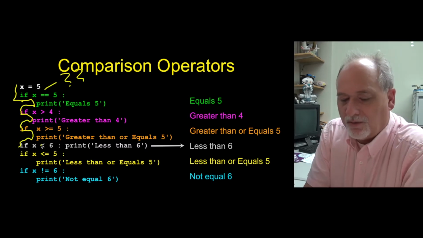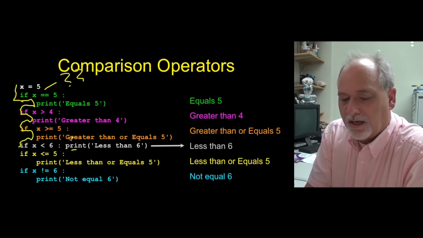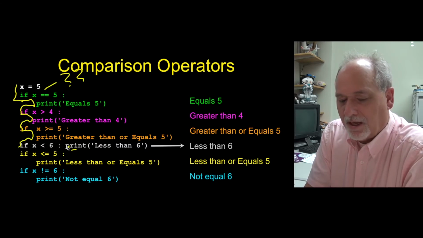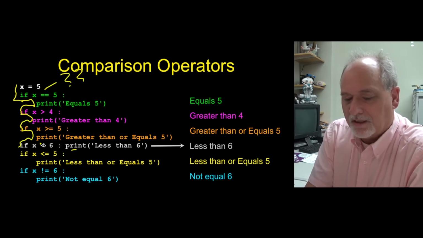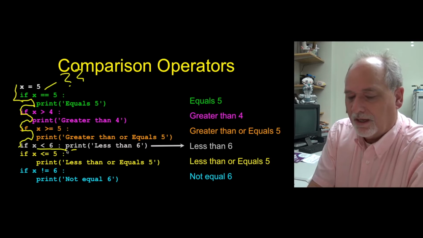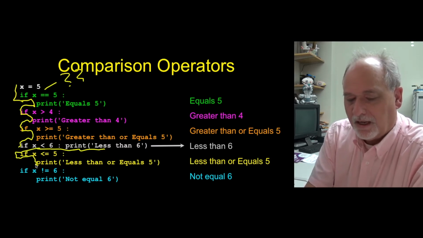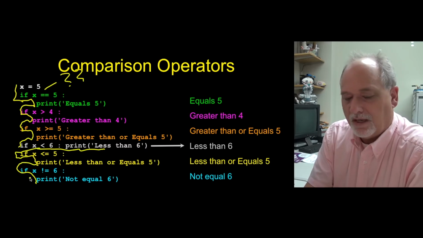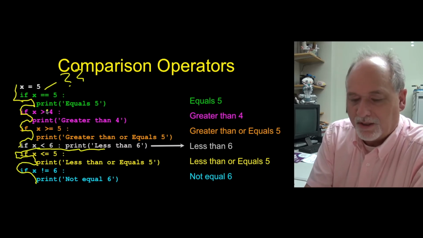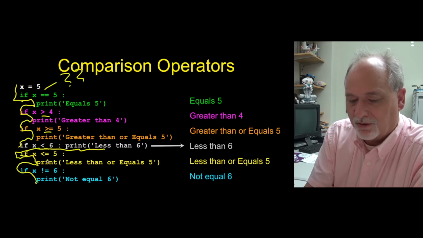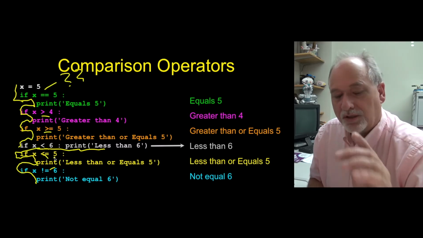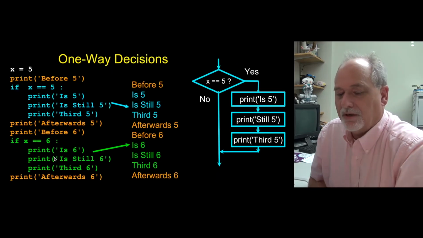Here's kind of a shorthand where if there's only one line in this block, you can pull it up right on the same line after the colon. If x is less than 6, which it is, true, execute that. Then if x is less than or equal to 5, do that. And if x is not equal to 6, do that. Now, like I said, all these questions have been carefully constructed so that they're true, just to show you the syntax of those comparison operators.